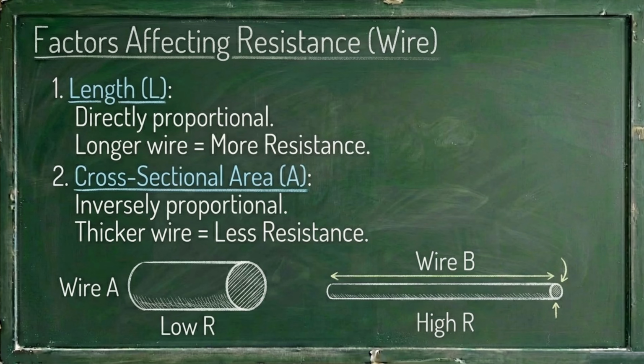Correct. Thick cables are essential for power lines to keep resistance low. But if I want to create a lot of heat or limit the current, like inside a toaster or a space heater, I want a long, thin wire. That creates the bottleneck that generates the heat.